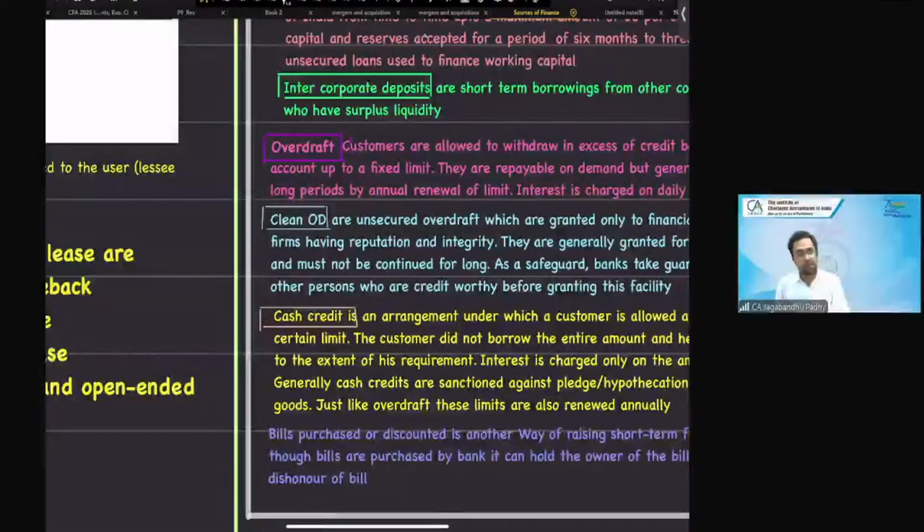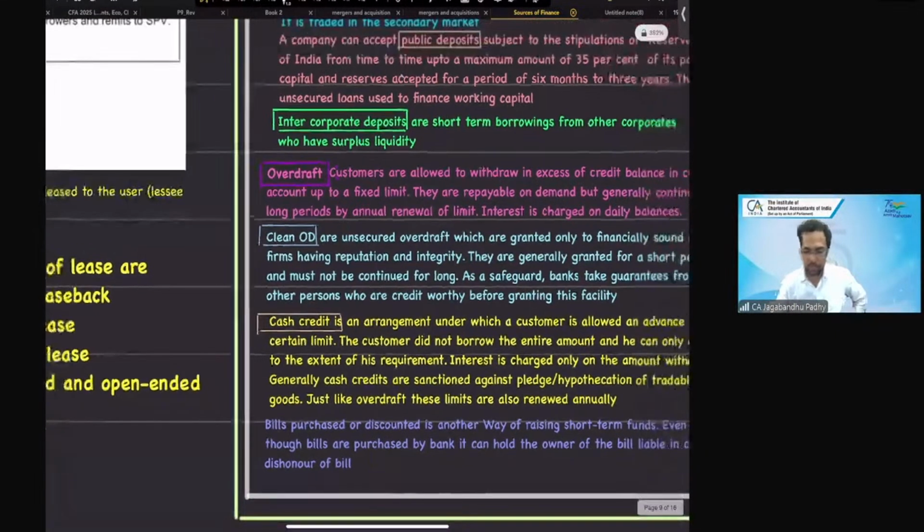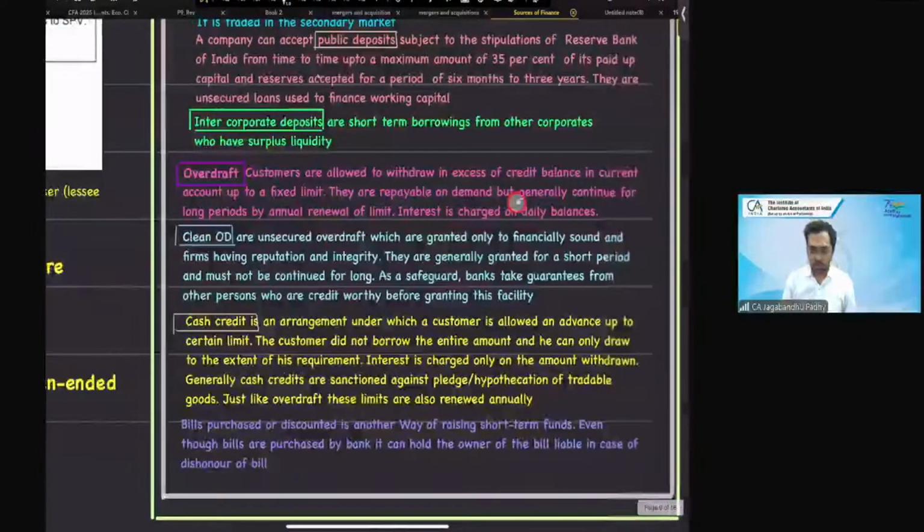Cash credit is given on receivables. Overdraft can be a secured or unsecured loan, while cash credit has to be secured by way of working capital hypothecation. Overdrafts generally allow withdrawal in excess of the credit balance in the same current account up to a fixed limit. They are repayable on demand, but generally continue for longer periods. So with an overdraft, whenever the bank wants, it can demand the money back from you.